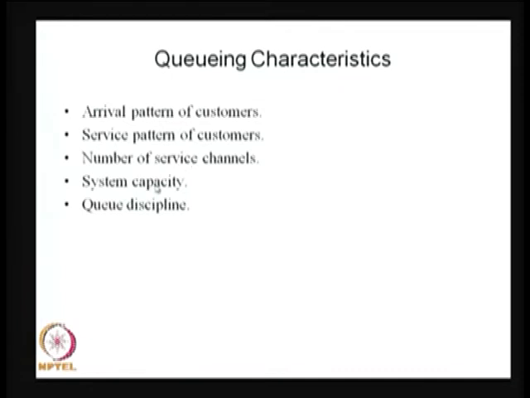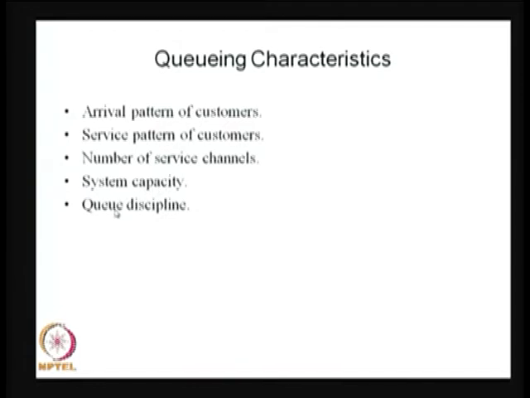The fourth information is the system capacity, whether the capacity is finite or infinite. Accordingly, the number of customers in the system may go up to the finite capacity maximum, or an infinite number of customers can wait in the system to get the service. Therefore, the system capacity is also an important characteristic.